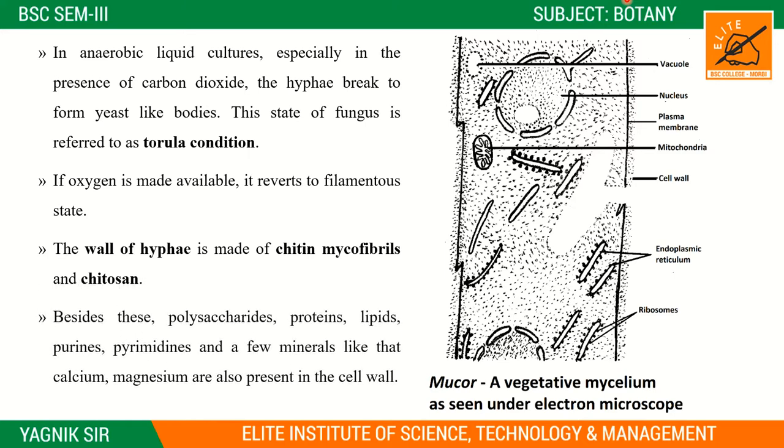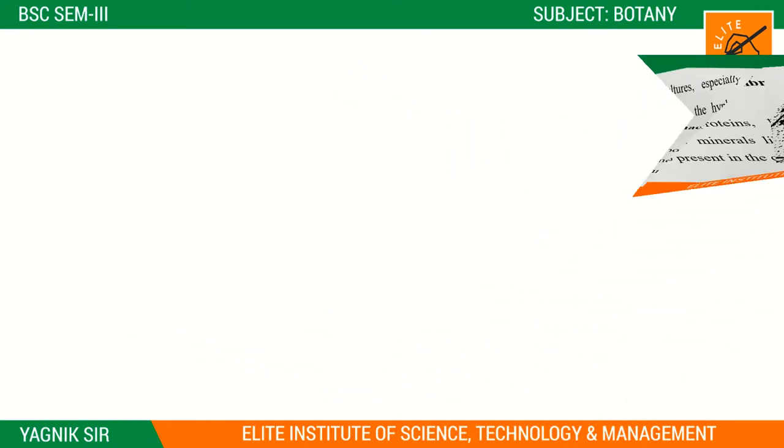So besides these polysaccharides, proteins, lipids, purines, pyrimidines, and a few minerals like calcium, magnesium, potassium are also present in this cell wall. All kinds of macro elements and micro elements are present in the cell wall, right? So everything will be in the cell wall. What is in it? Micro elements, macro elements like polysaccharides, proteins, lipids, purines, pyrimidines, and a few other minerals. And these minerals are very helpful in the growth and development of the plant body. Like calcium, magnesium, potassium, these are all present in the cell wall, right? Wow, how nicely that got covered.